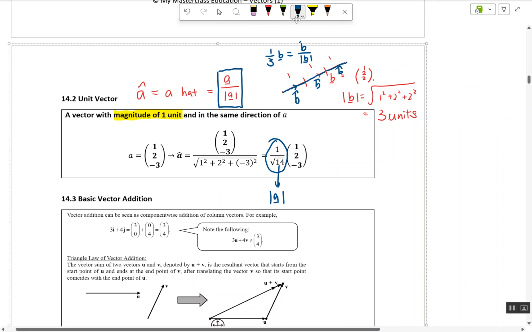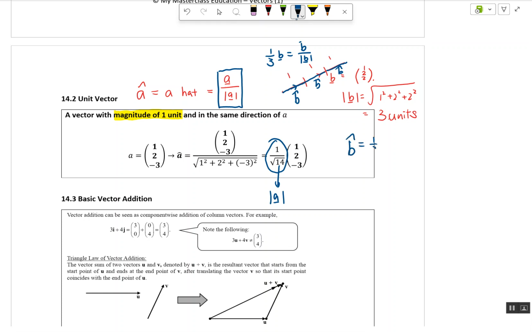If you don't understand this, just look at this again. The length of B is 3. I just want one portion of 3, but B is the vector (1, 2, 2). So B hat is 1/3 of (1, 2, 2), because I want to divide it into 3 pieces. And why 3 pieces? Because the magnitude of B is 3.